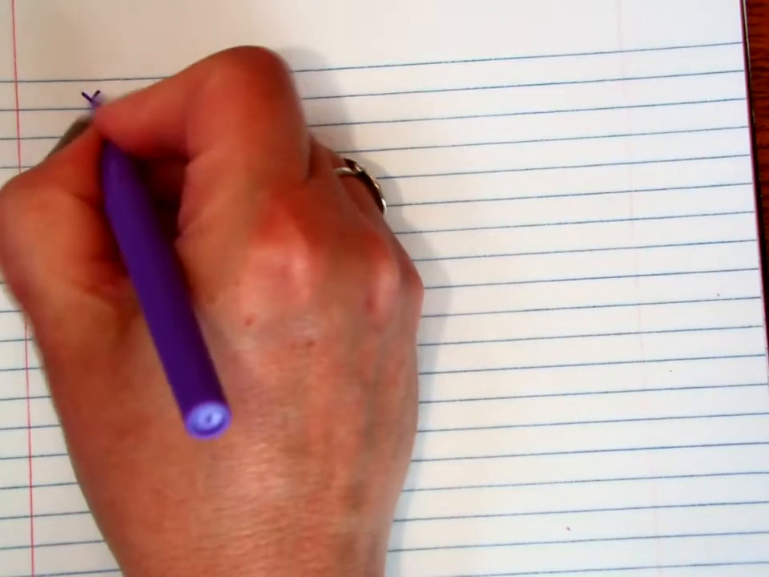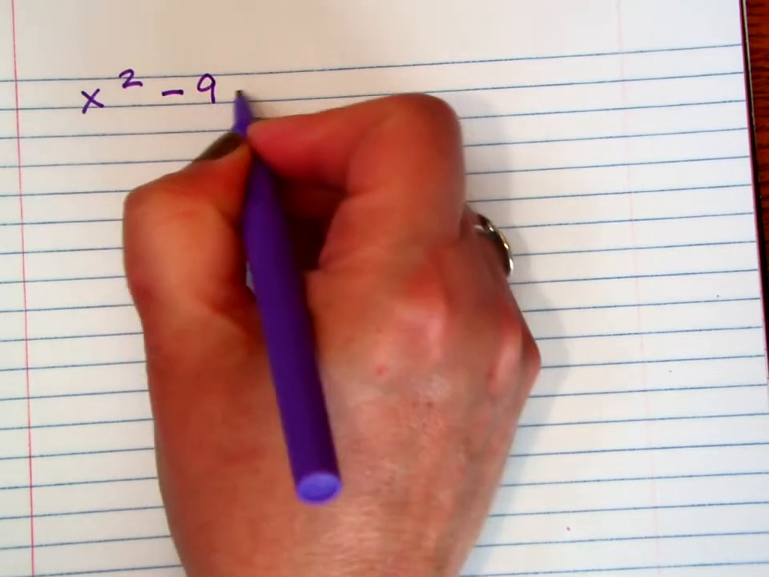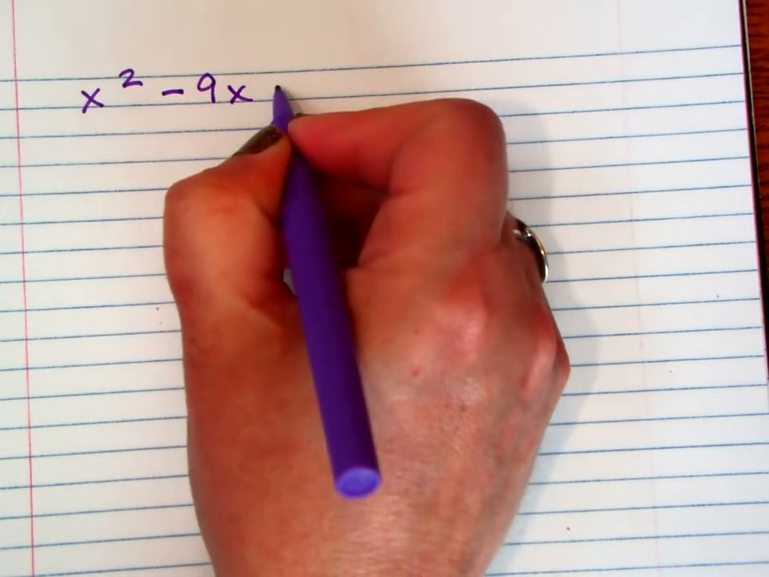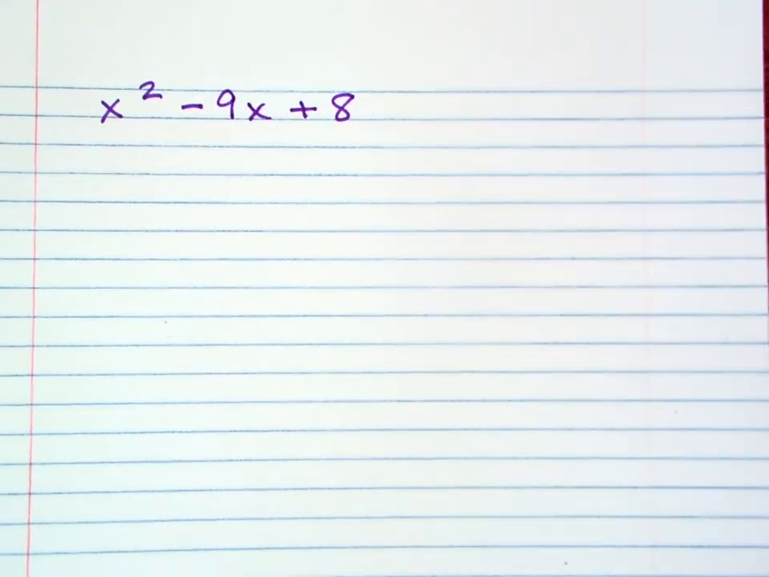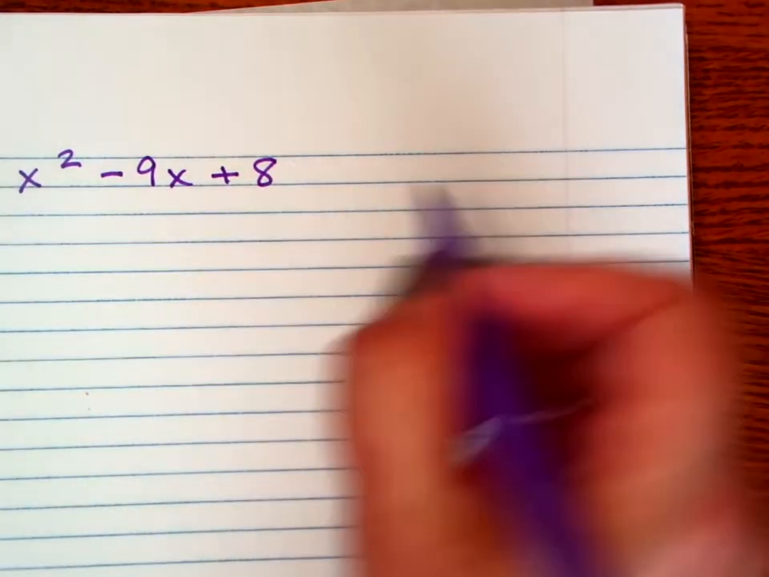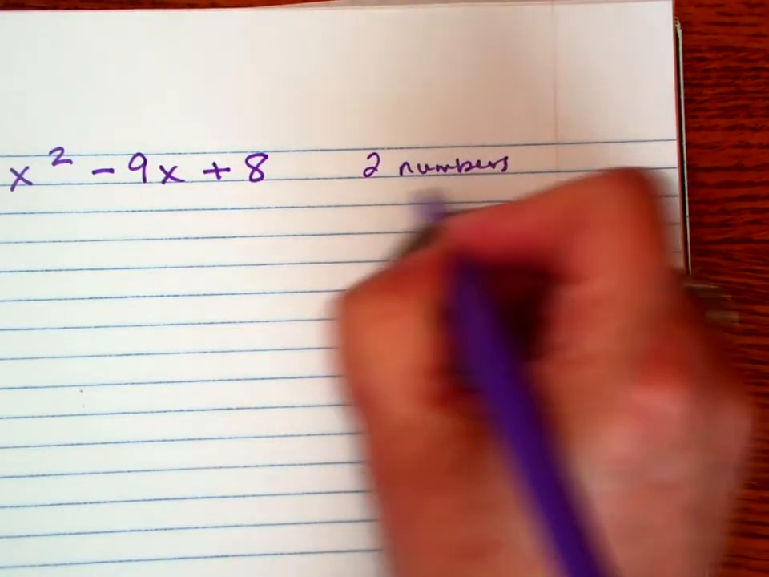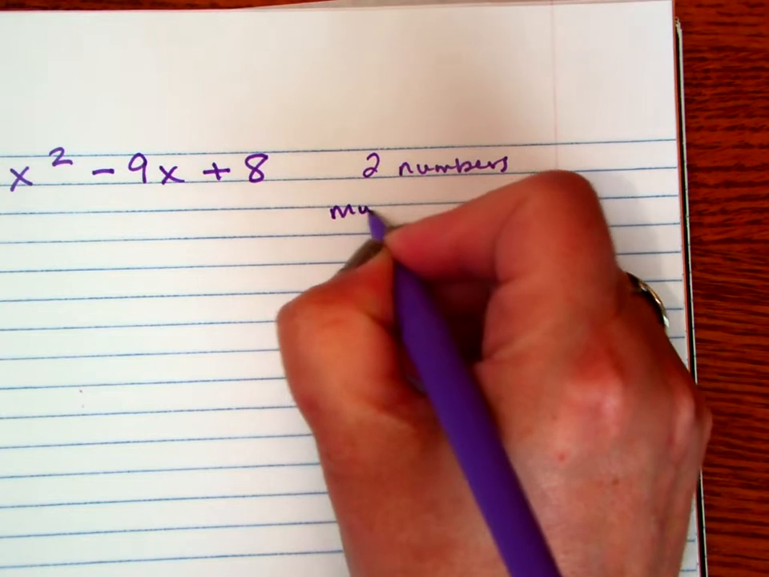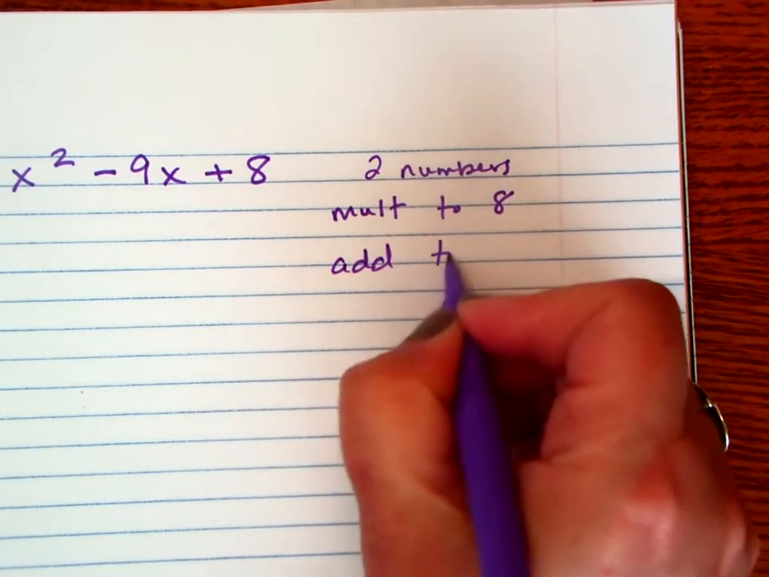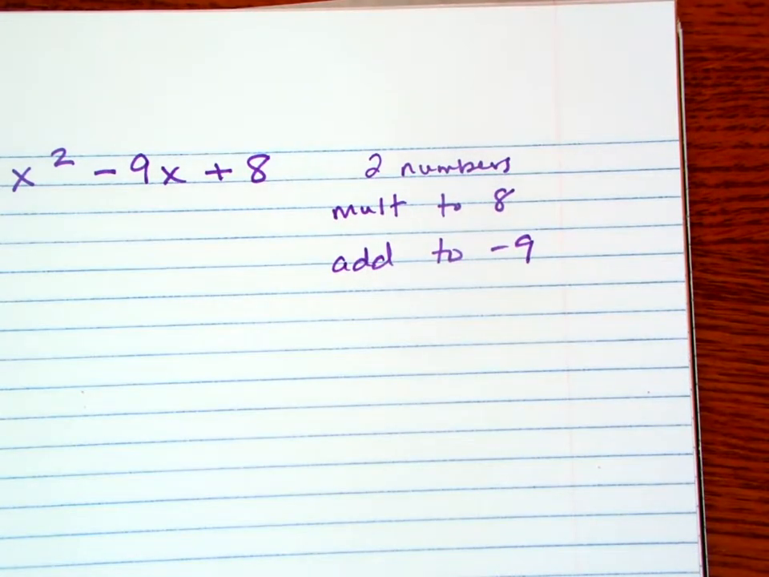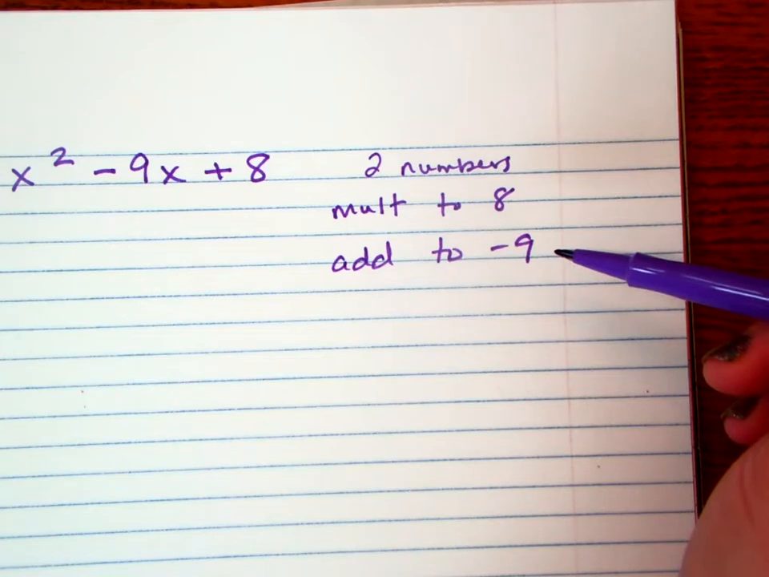All right, so now we have x squared minus 9x plus 8. Okay, I want to factor that. So I'm looking for, again, two numbers, and they're going to multiply to 8, and they're going to add to negative 9. Now, if you think about it, these numbers have to multiply to a positive, but they have to add to a negative.